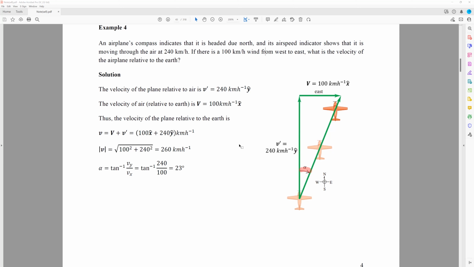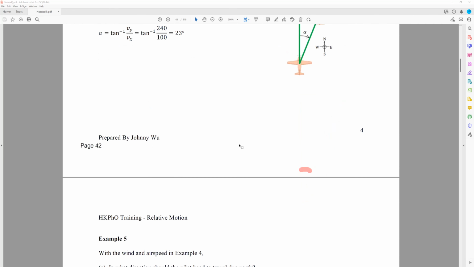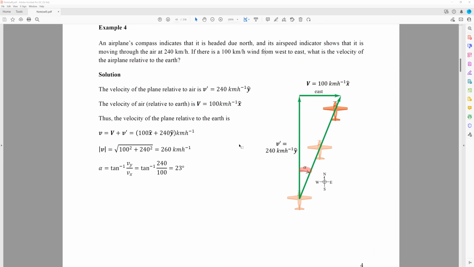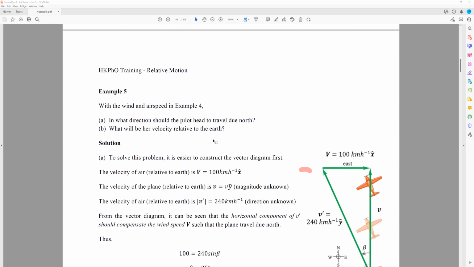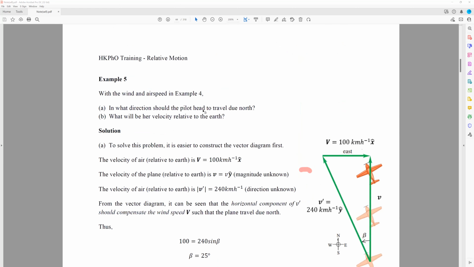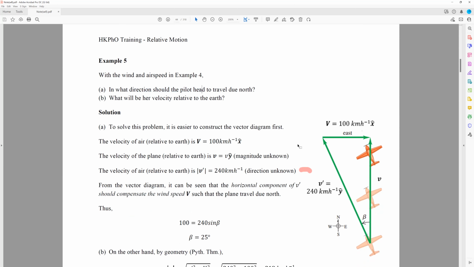And the next question is asking, if you want the airplane to move to the north, what should you do? You want it to travel due north. So that means you want the velocity of the airplane relative to the earth, or relative to the ground, to be due north. Then you can see from this diagram.